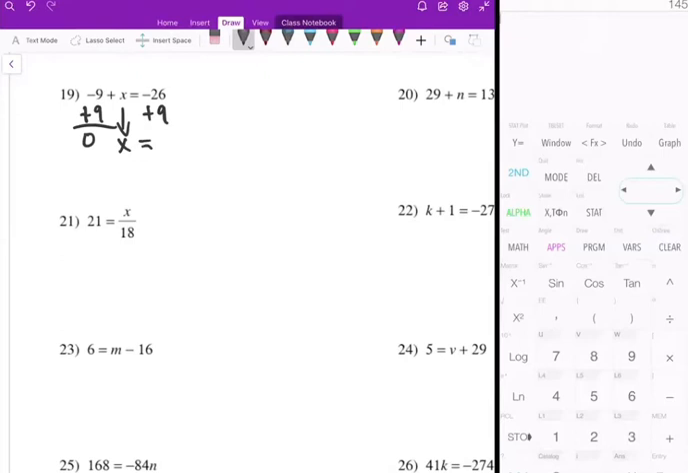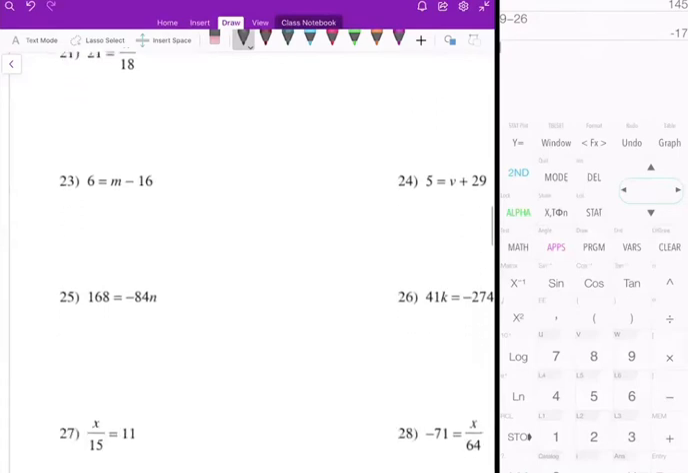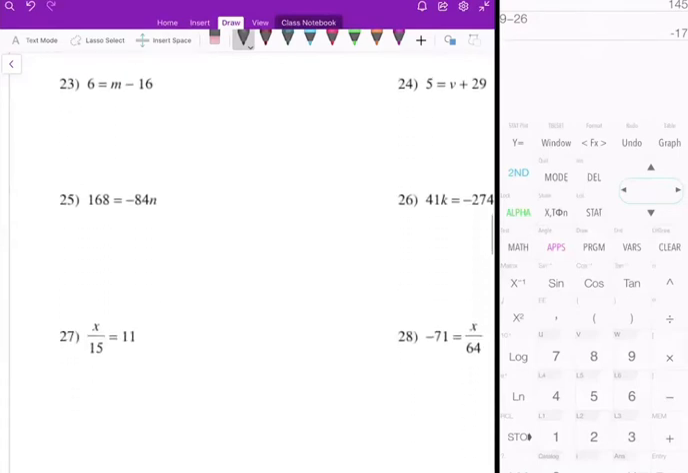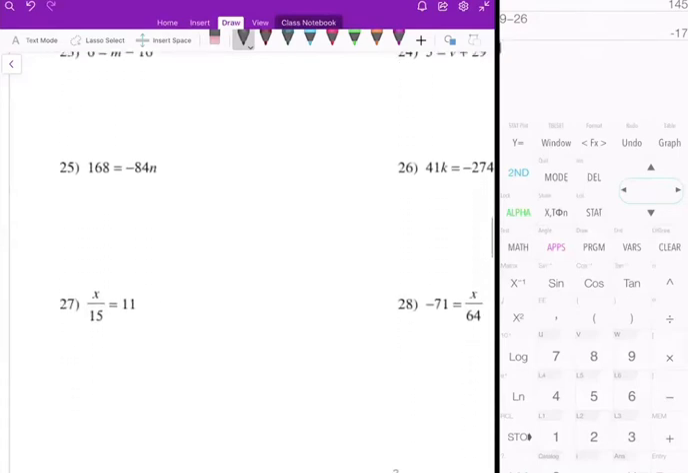Negative 26 plus 9. So the easiest way is to start with the positive. So you can go 9 minus 26 is going to be negative 17. So x equals negative 17. And you're done. So it's still one step. It's just the negatives confuse people. Now let's keep going. 25 has big numbers, so let's use big numbers.